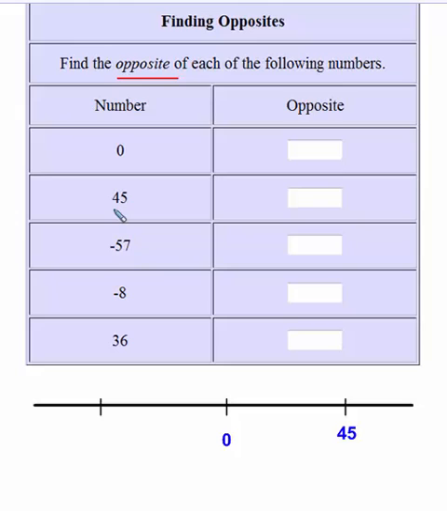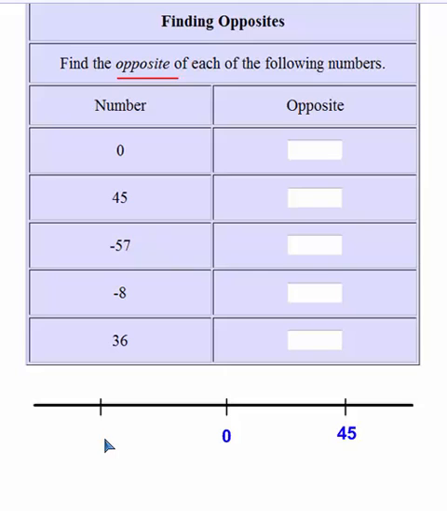By definition, the number 45 would be 45 units from the number 0, but because I don't see a sign here, it's assumed to be positive, and positive numbers are always to the right of 0. The opposite of this, then, would be a number that's 45 units from 0, but in the opposite direction. So rather than being to the right of 0, it would be to the left of 0.